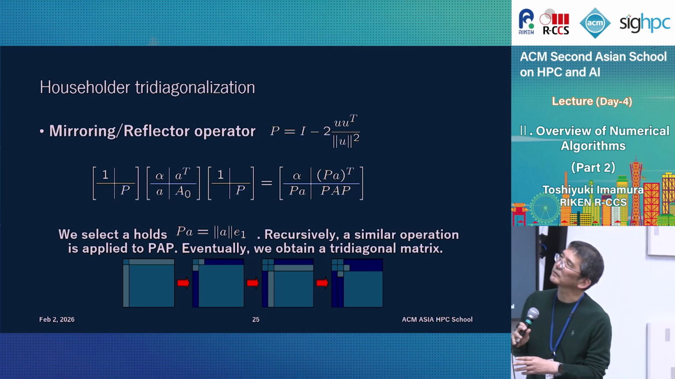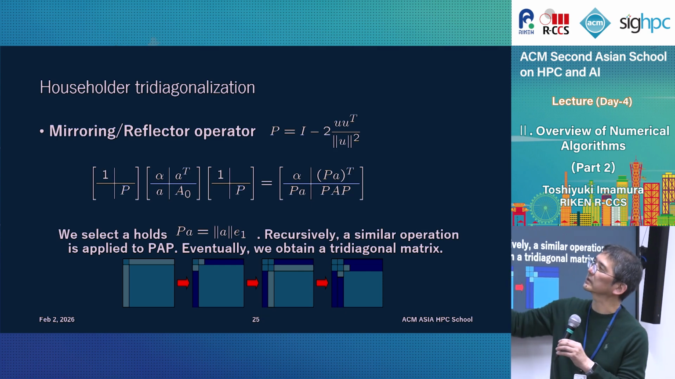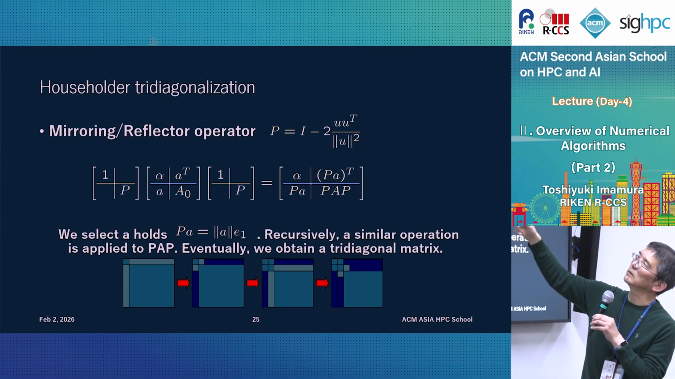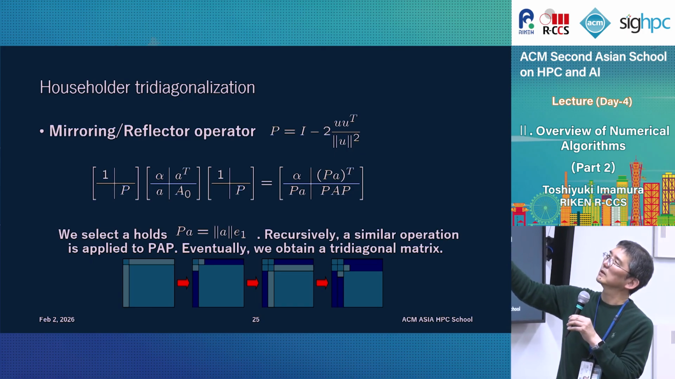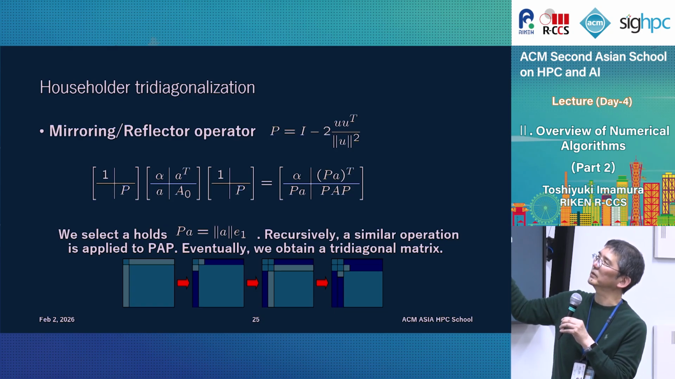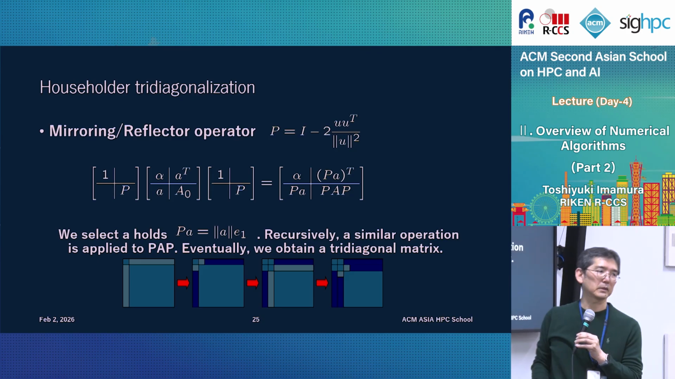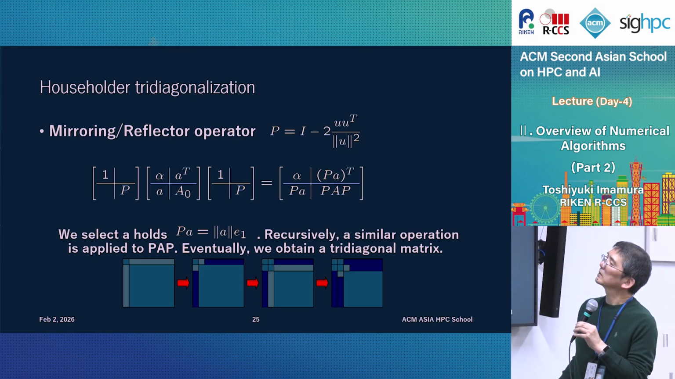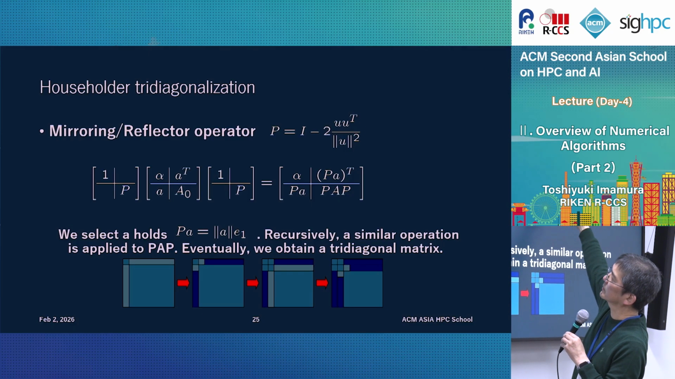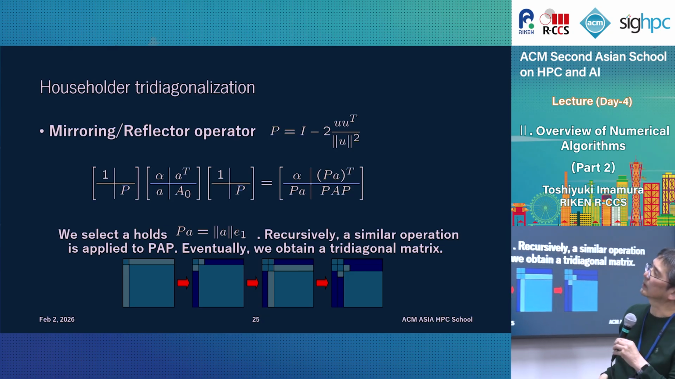The first step is converting the dense matrix into the tridiagonal one. So we use the Householder mirroring, or the reflections of the operator. It is defined by a matrix like this. This is just a sort of mathematical formulation. So we divide the original matrix like that.